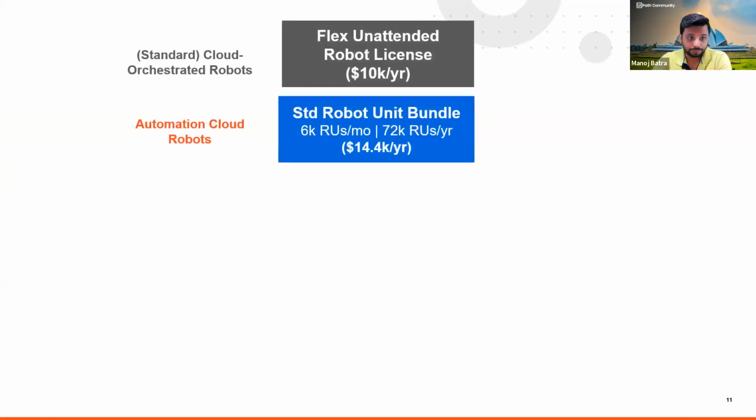And if I talk about the cost, these are rough numbers, not the actual numbers, and the prices may vary depending on your organization size, your geographical location, and other factors. Roughly, the figure for an unattended robot license is 10K per year, whereas for ACR it is 14.4K a year. Now you would say the cost for ACR is more than the normal cloud version robots where you have your own infra.